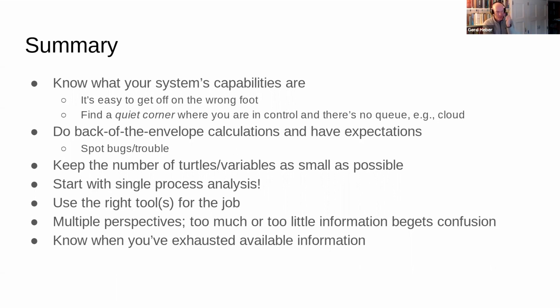It's also important to find a quiet corner. Unfortunately, with many systems you get access to them, great, but there's so much activity and noise there that, again, it's easy to get off on the wrong foot unless you run it tens or dozens or many, many more times to get the variability down. And cloud environments are, at least for single process and small numbers of processes, a great way to get started.